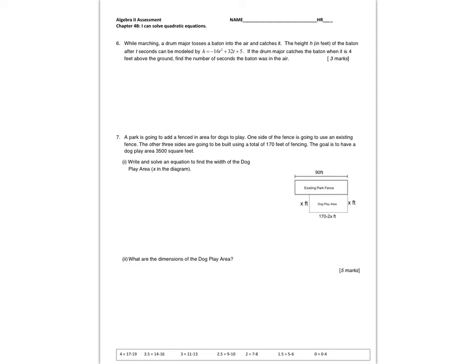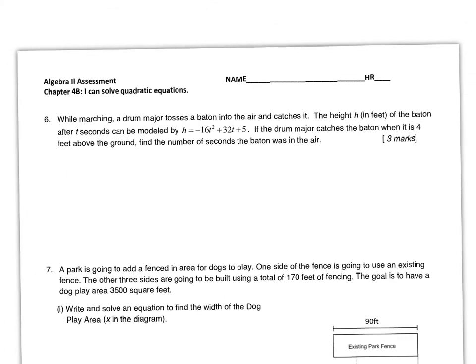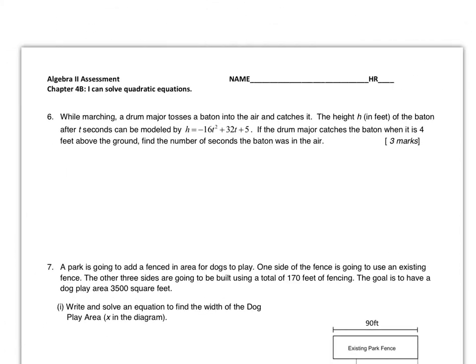Second page of the 4B review. Okay, we're going to zoom in. We're going to make sure we read and understand this number 6. While marching, a drum major tosses a baton, and that baton goes up in the air. The drum major catches it at a height h feet after t seconds, and it can be modeled by that equation: h equals negative 16t squared plus 32t plus 5. The drum major catches it when it's 4 feet above the ground. Find the number of seconds that it was in the air.